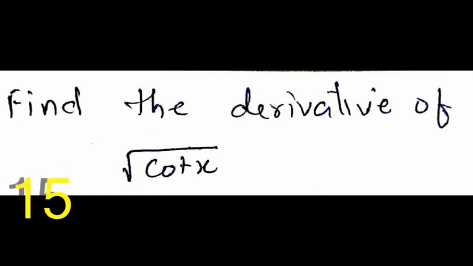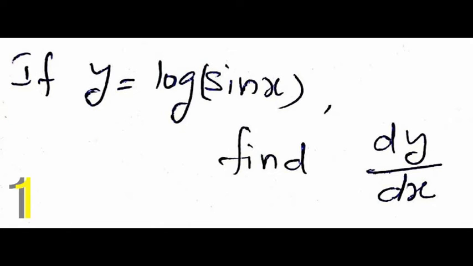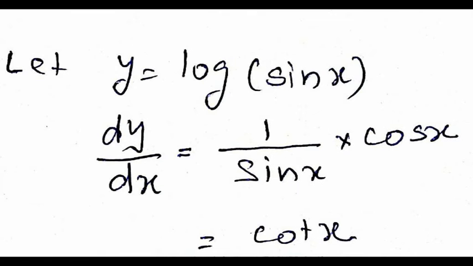Find the derivative of root cot x. Derivative of root x is 1 upon 2 root x, and derivative of cot x is minus cosec square x. Therefore we get minus cosec square x divided by 2 root cot x. Find the derivative of log sin x. Derivative of log sin x is 1 upon sin x into cos x, which is equal to cot x.